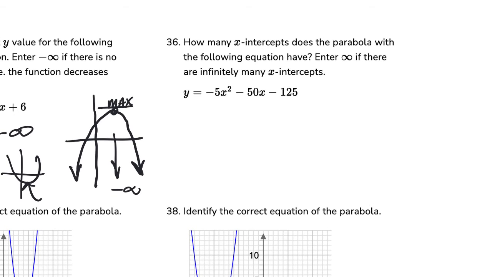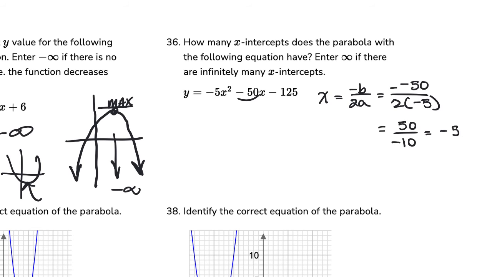36. How many x-intercepts does this parabola with the following equation have? Okay, to do this, we can graph this thing. Now, I would just graph it with a graphing calculator, but I'll do it here real quick by hand. First thing I would calculate is negative b over 2a, my axis of symmetry. So it's negative of negative 50, because b is negative 50, over 2 times a, and a is negative 5. Double negative, so we get 50 over negative 10, which is negative 5. All right, so I know that this parabola, when x is negative 5, there's its axis of symmetry.